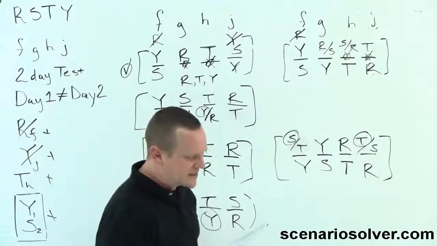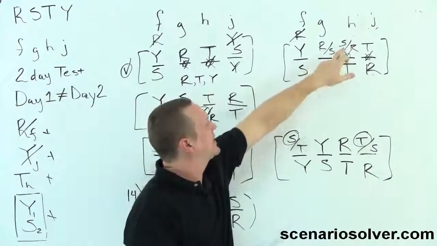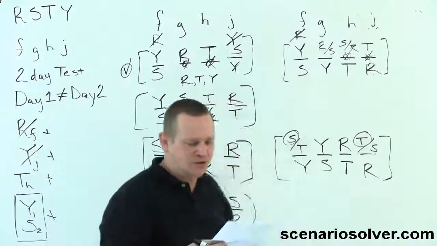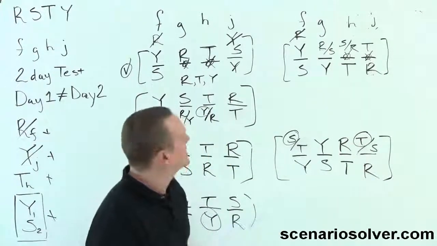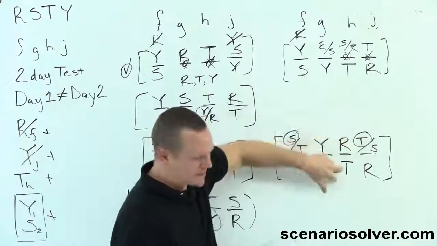B, S tests H on the first day. Absolutely, it could happen here. S could test H on the first day. As such, that's the correct answer to the question. Let's look at C, though. Y tests H on the second day. That cannot be true. It has to be T.